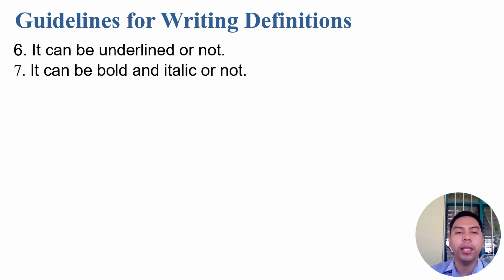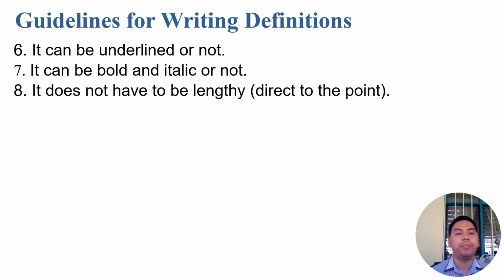Number seven, it can be bold or italic or not. If you want to bold, just press Control B, italic, Control I on your laptop or desktop. For underline, you can click Control U. But if you don't want to underline, bold or italicize these words, you may do so.